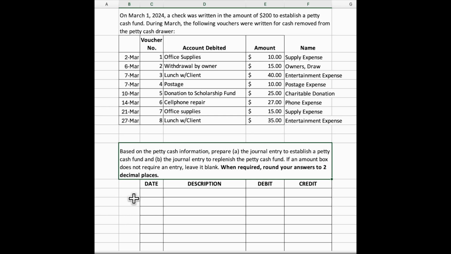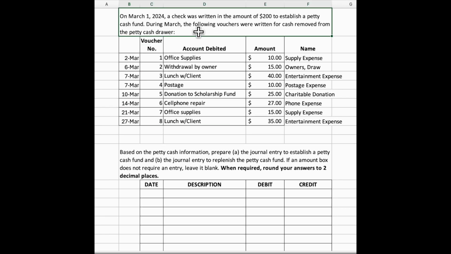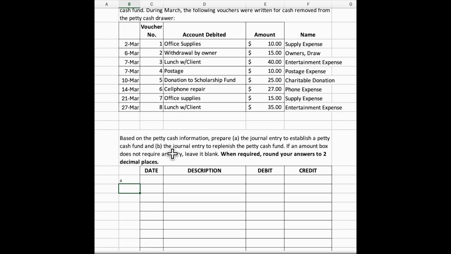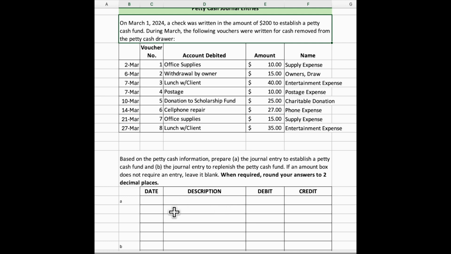Here, it's asking me to do two things. First, it wants me to establish a petty cash fund with the information contained here. So I'm just going to put a little A over here to remind me that I'm doing two things. I'm going to do A and B, to use this as source information for my entries starting at part B. All right, so for part A, it's asking me to use this information. $200 was given in order to set up the account. So we're going to do $200 here on debit and $200 on credit. Now remember, whenever you're doing one side, the other side has to add up to the same amount.